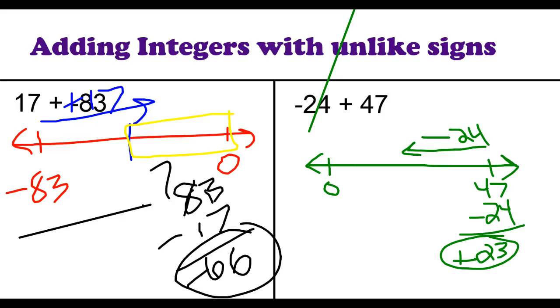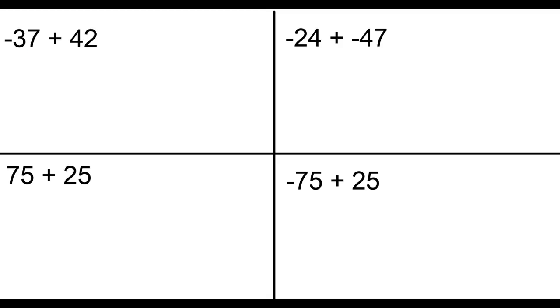So go ahead, pause the video, work on these 4 problems, and then come back when you are ready to see their answers and move on, remembering that if they have the same sign, we get farther from 0, so we add their absolute values. If they have different signs, we stay closer to 0, or move closer to 0, so we subtract their absolute values.